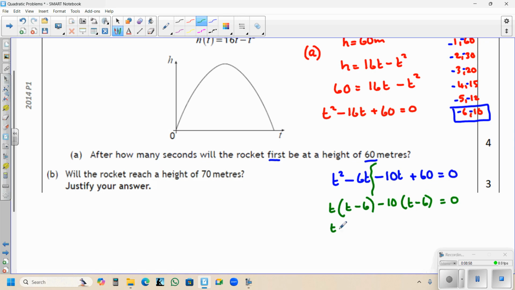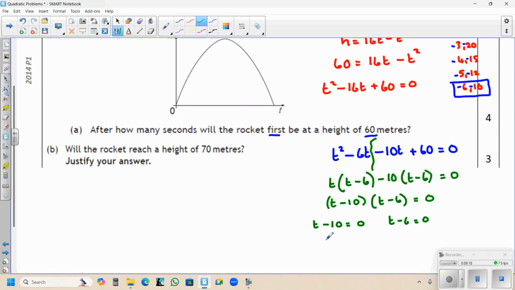Make them into our 2 brackets, so t minus 10, and we've also got t minus 6. Both of them multiplied together gives us 0, so make each one of them equal to 0: t minus 10 equals 0, or t minus 6 equals 0. Rearrange those two equations, and we get, add 10 on both sides, so t is equal to 10 and t is equal to 6. Now it says, when will it first be at a height of 60?